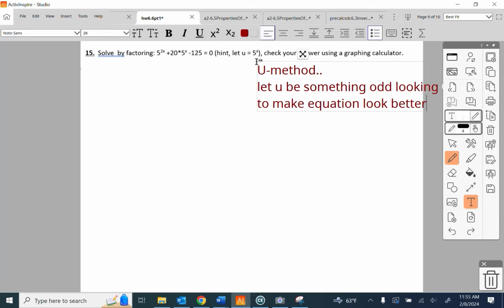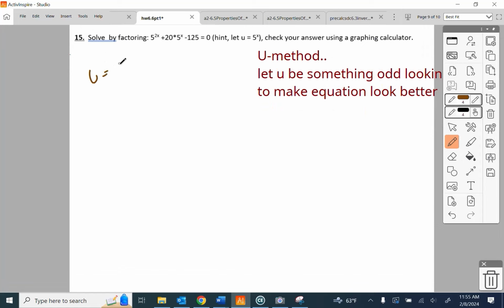So I am letting u equal 5 to the x because u squared would be 5 to the 2x. Notice the introduction of the square there. So here's a 5 to the 2x. It is going to become u squared. There's a plus 20. There's 5 to the x, which is u. And we have minus 125, and it equals 0.